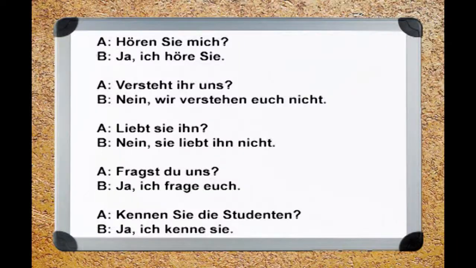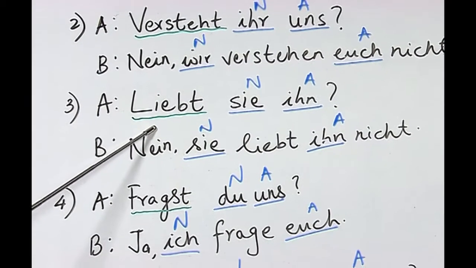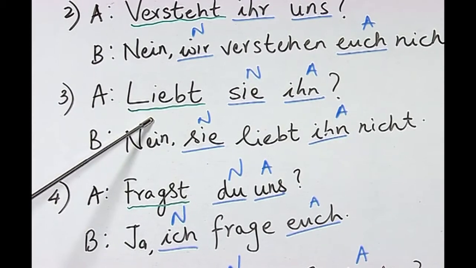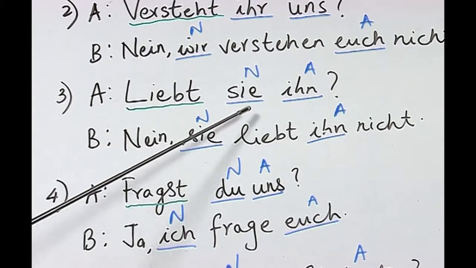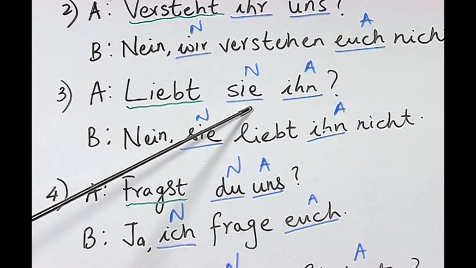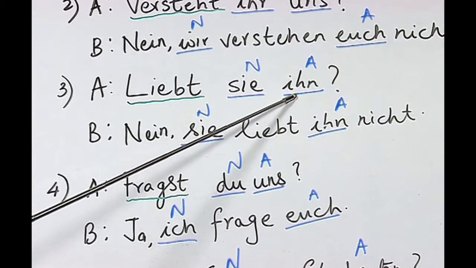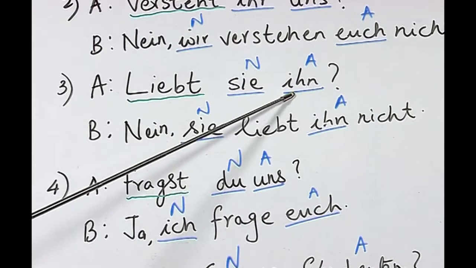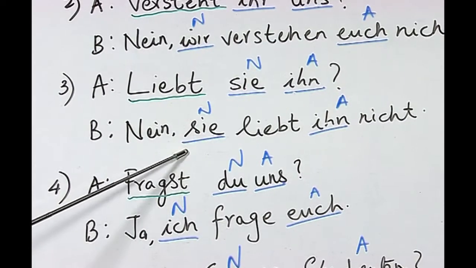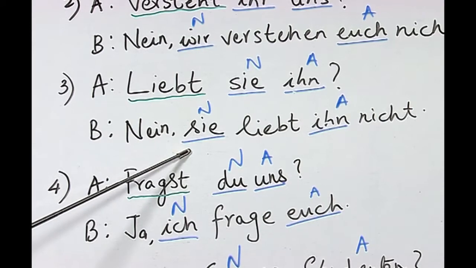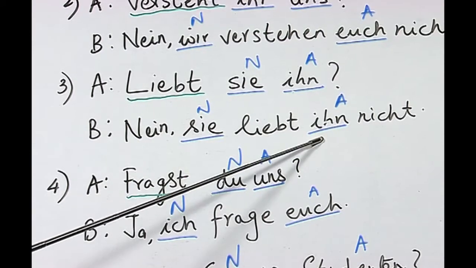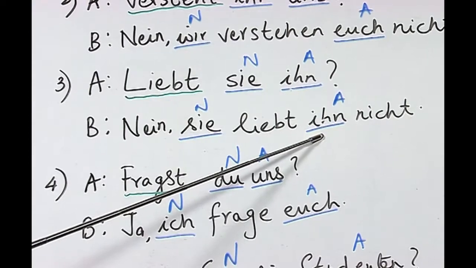Liebt sie ihn? Nein, sie liebt ihn nicht. Now, this verb also would be new to you. Liebt comes from the infinitive verb lieben, which means to love. Now, if you can see here, the sie is the third person feminine pronoun in singular and ihn is the third person masculine pronoun in accusative, and here sie is the nominative pronoun and ihn is the accusative pronoun.